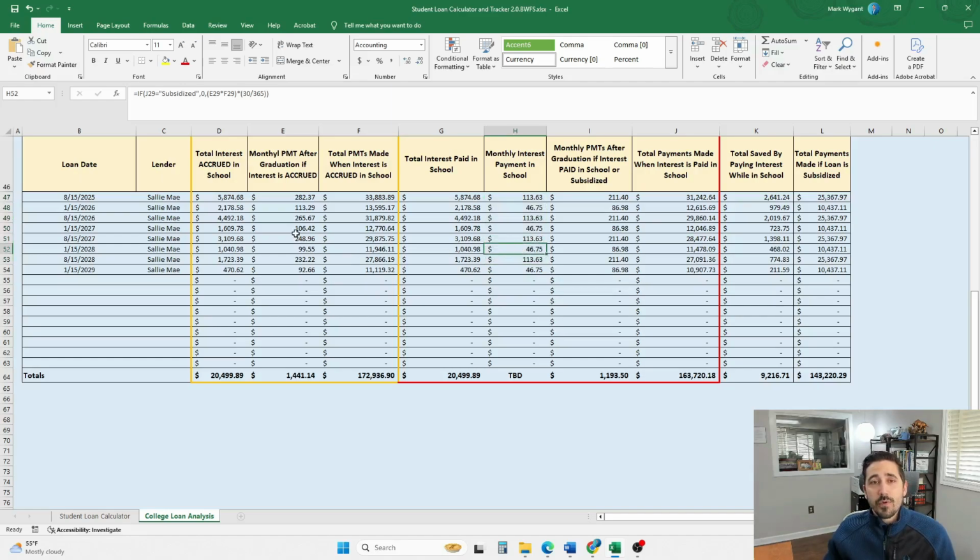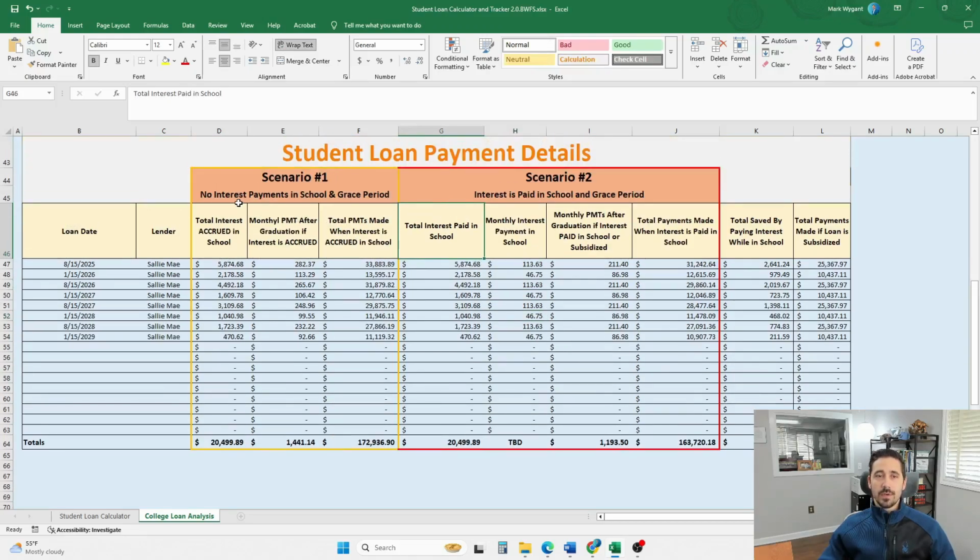But if we weren't going to pay interest while we were in school, we'd have no payments due, okay? So instead of total interest paid in school as in scenario two, in scenario one where we don't pay any interest while we're in school, which is what many kids do, especially if they don't have help from their parents, you can see here this total interest paid basically just becomes total interest accrued in school. So it's the same dollar amount.